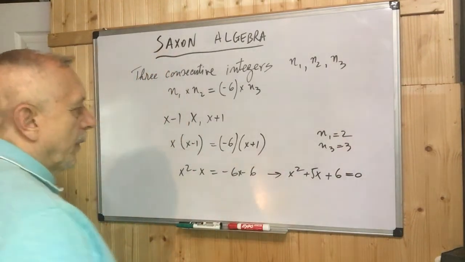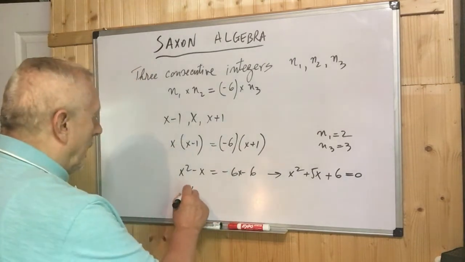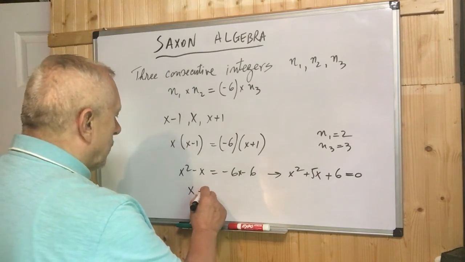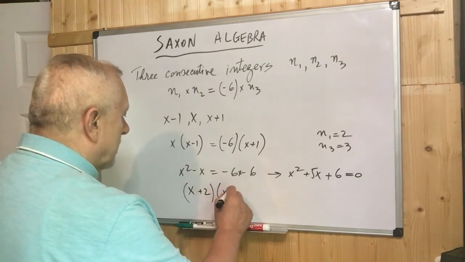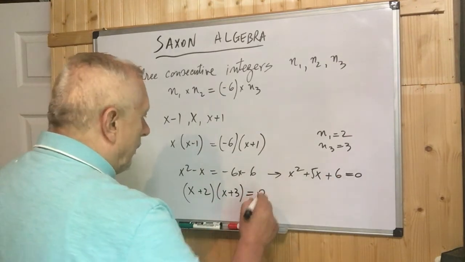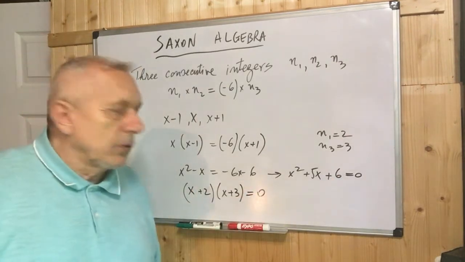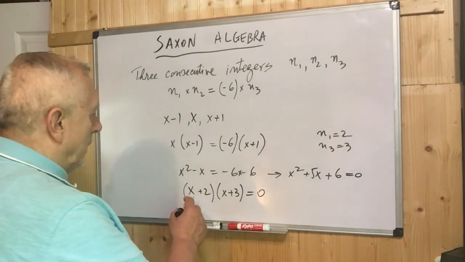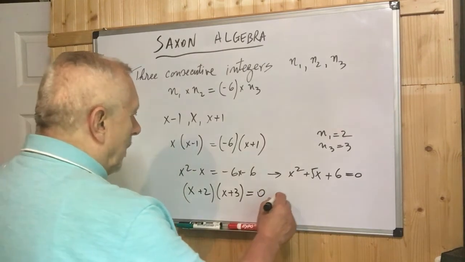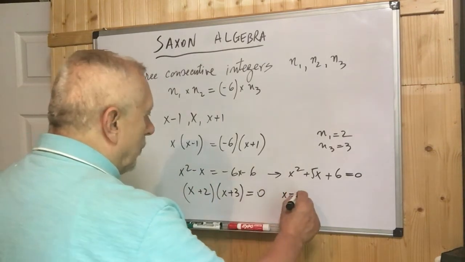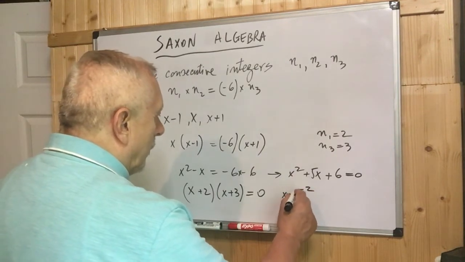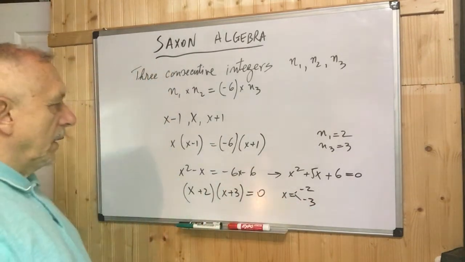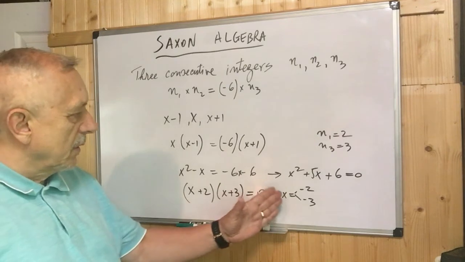So then we can write this as x plus 2, sorry, times x plus 3 equals 0. That's a way to solve it without using the quadratic formula. And in this case, x should be either x equals -2, or the other solution is x equals -3. So we have two solutions here.